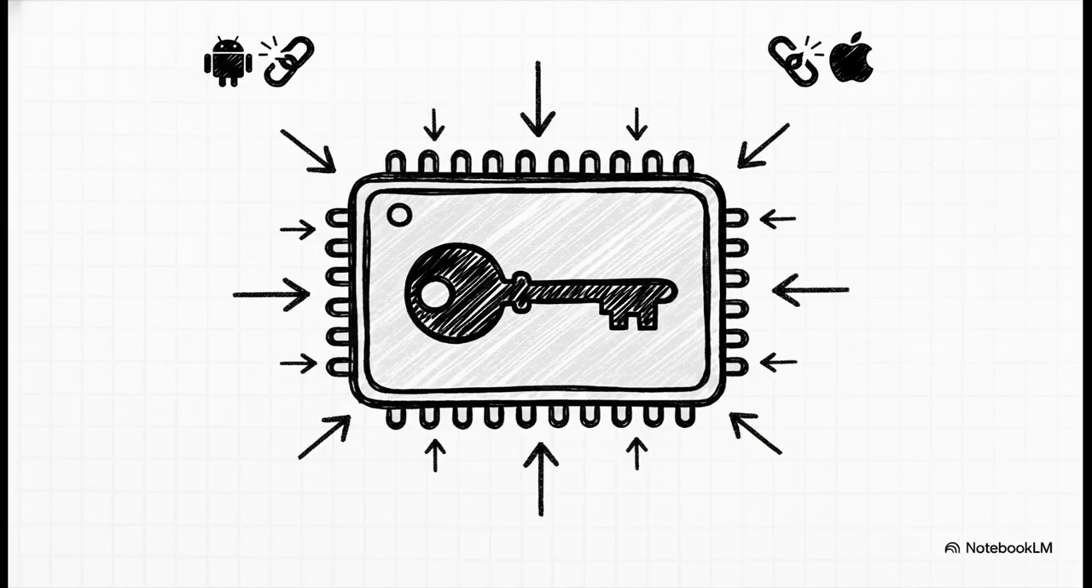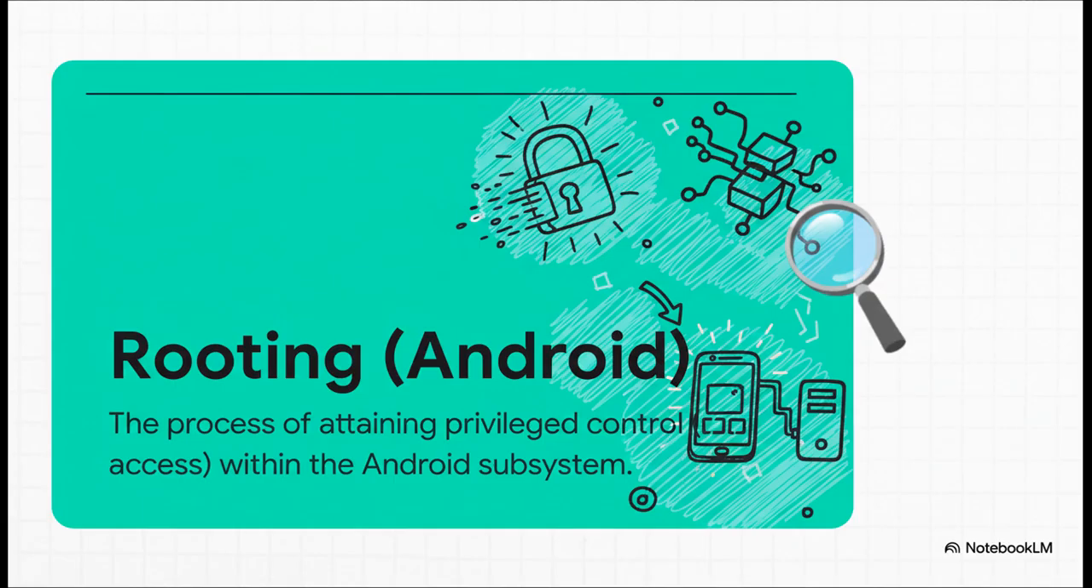Getting that full physical copy isn't easy. You can't just plug a phone in and say, "Give me everything." The phone's operating system is specifically designed to stop you from doing that. To get around it, investigators have to find a way to get privileged control, to become the ultimate admin of the device. For Android devices, that process is called rooting.